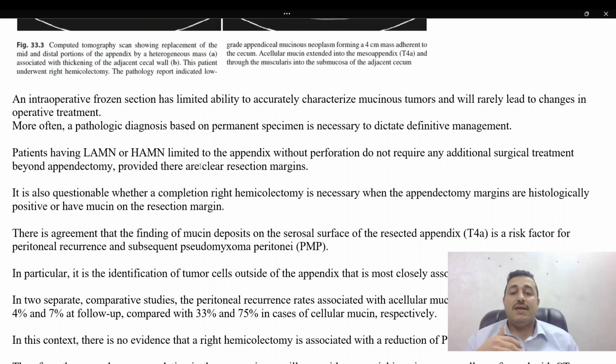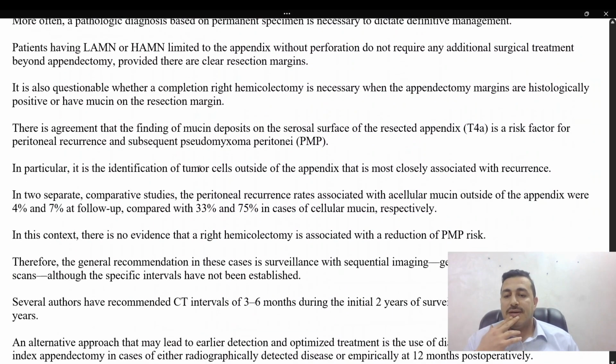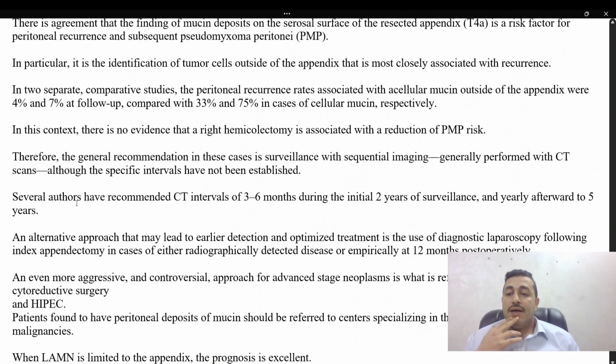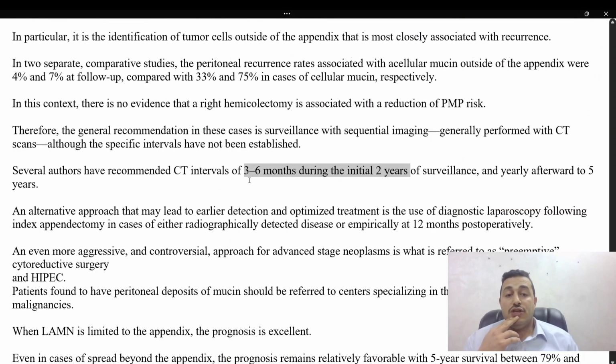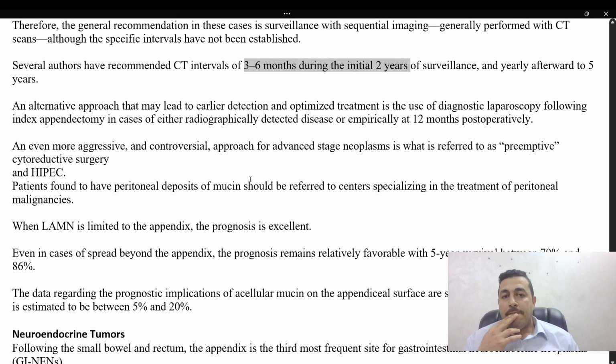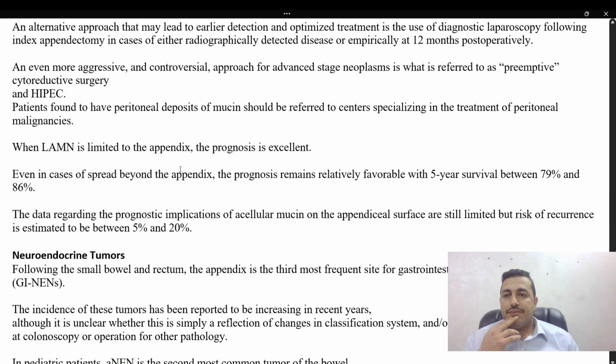This includes CT, colonoscopy, tumor markers. Here you can see the recommendation: doing CT every 3 to 6 months for the initial 2 years of surveillance, and then every 5 years.